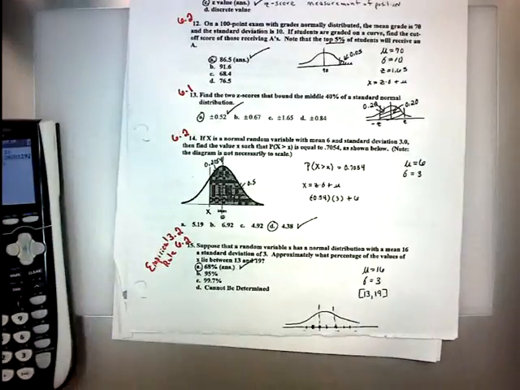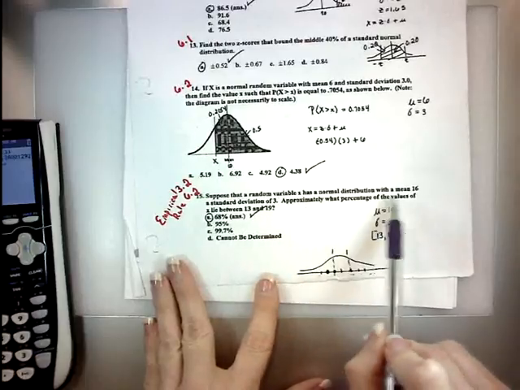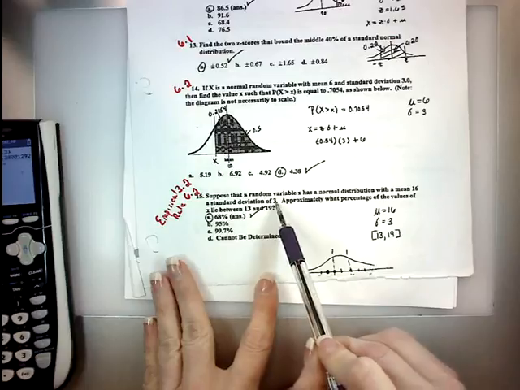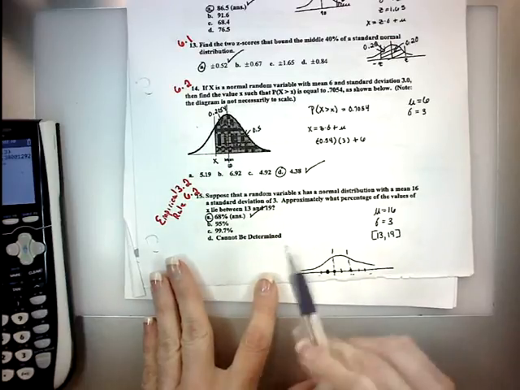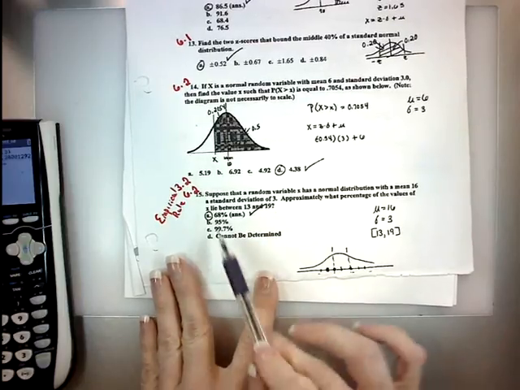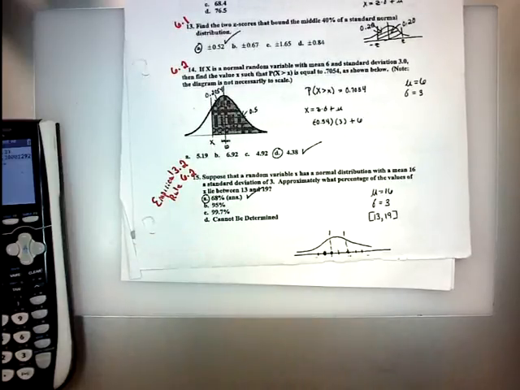Final question is not even a problem that we have to work. Suppose that a random variable x has a normal distribution with a mean of 16 and a standard deviation of 3. Approximately what percentage of values will lie between 13 and 19? The answer is 68%. What I intended for you to do here is to kind of draw a picture.